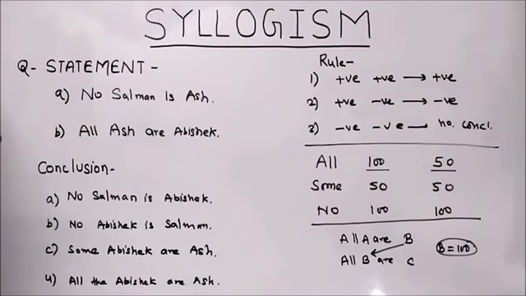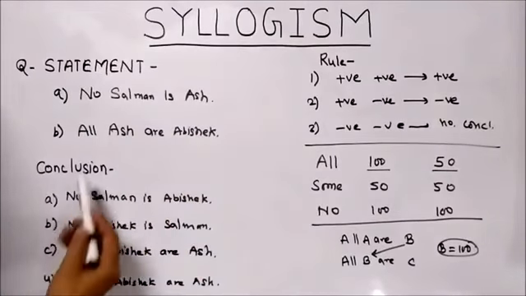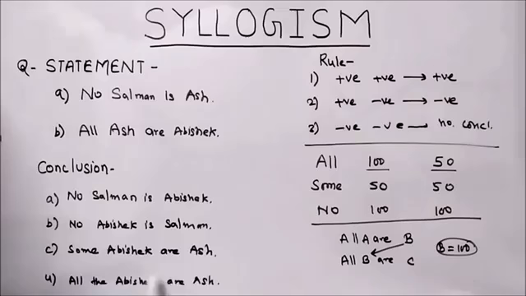Now we solve the second question of syllogism. We have two statements here. First is no Salman is Ash, second is all Ash are Abhishek. We have four conclusions here. First is no Salman is Abhishek, second is no Abhishek is Salman, third is some Abhishek are Ash, fourth is all the Abhishek are Ash.